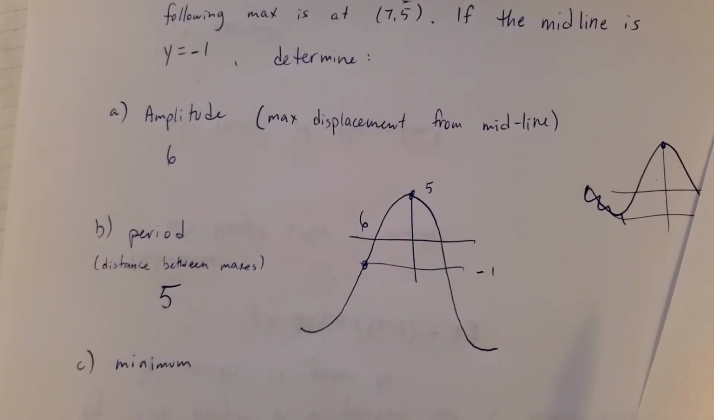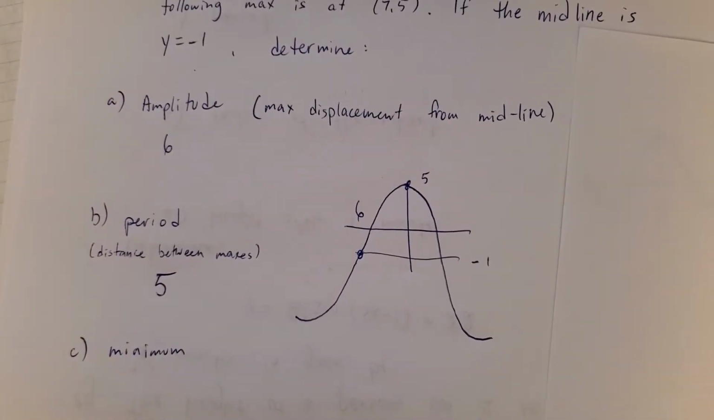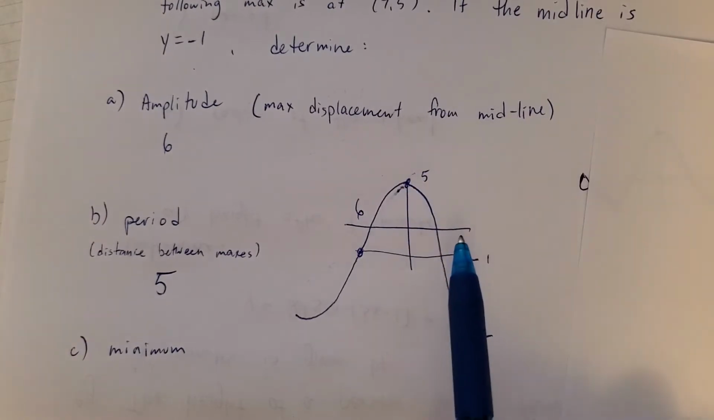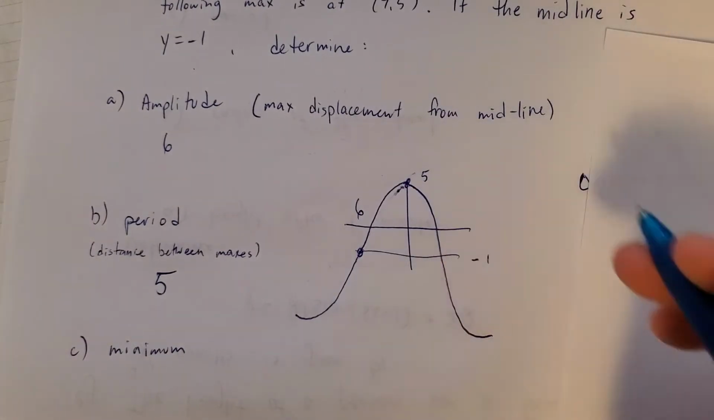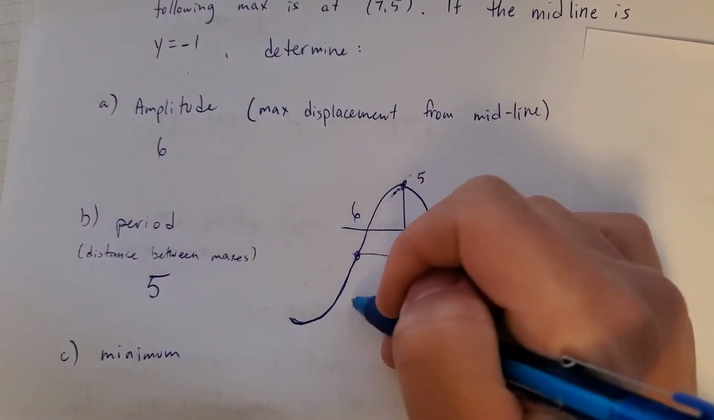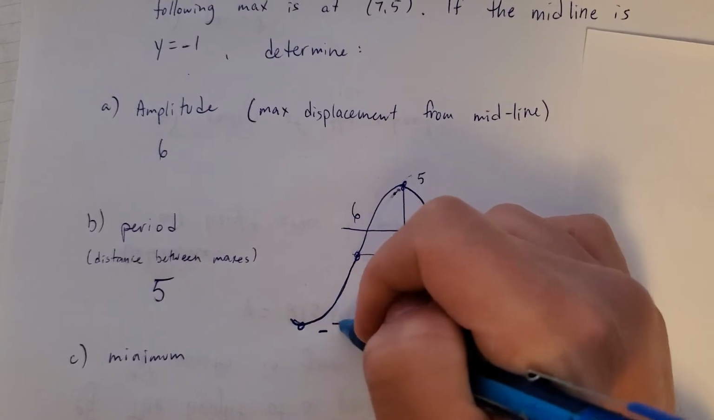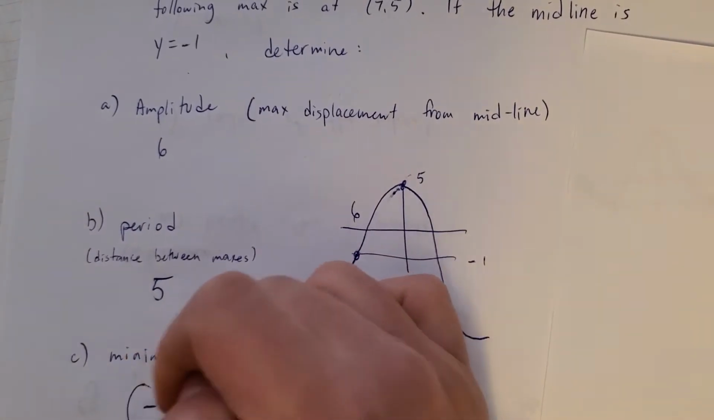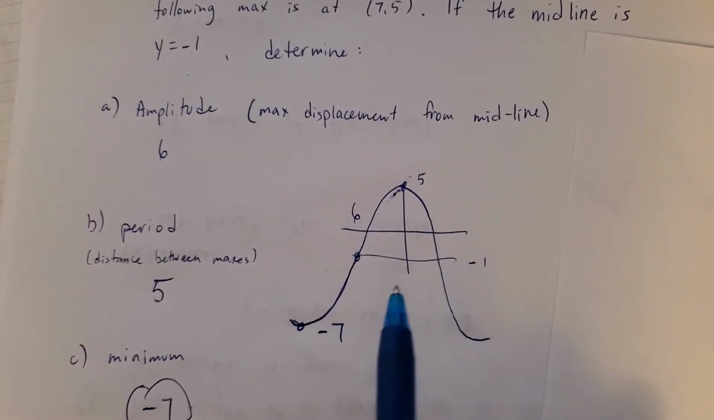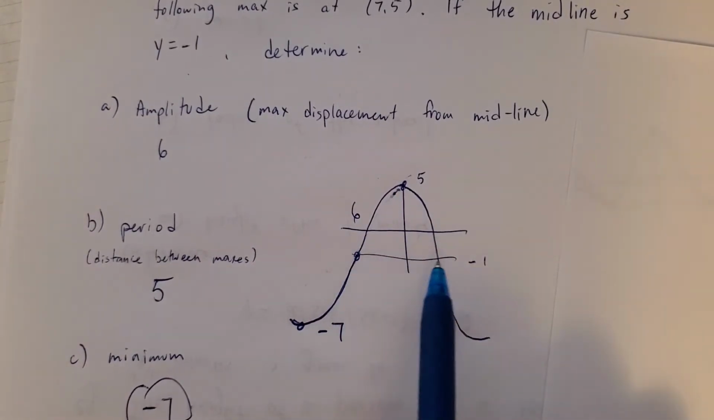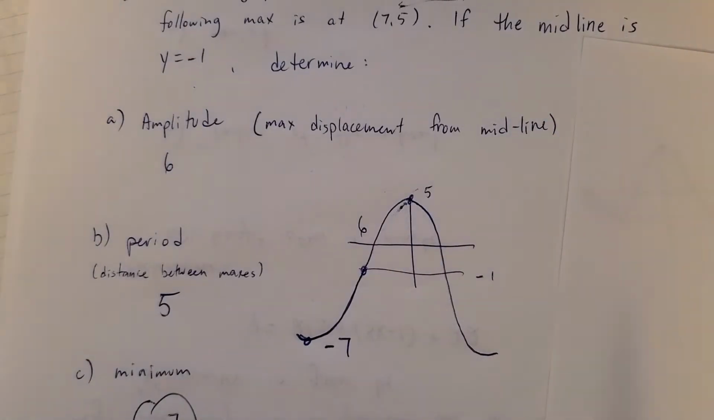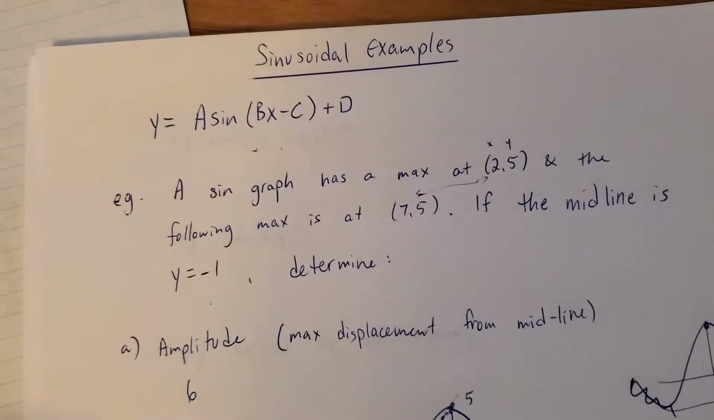All right, next we got to find the minimum. So we know the amplitude is 6 and the midline's at -1. So it goes 6 down from -1. So we just got to do -1 minus 6. The minimum is going to be at -7. Okay, so the graph goes from -7 up to 5. Halfway between there is -1. That was the midline. Okay, 6 up is 5. 6 down is -7.